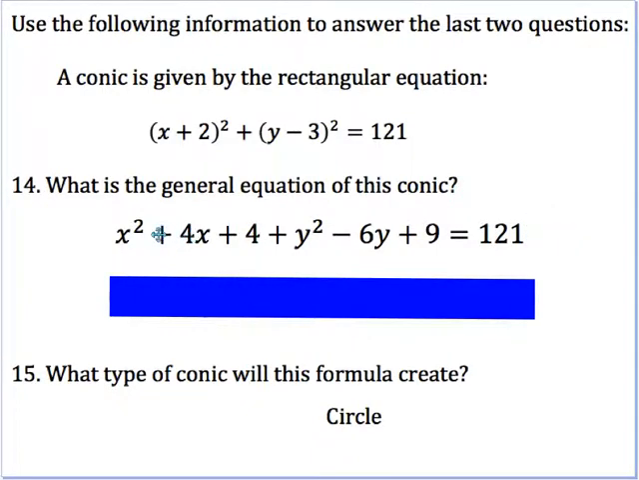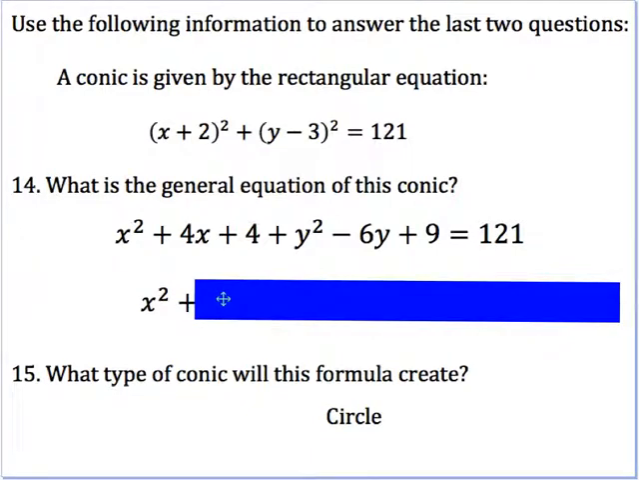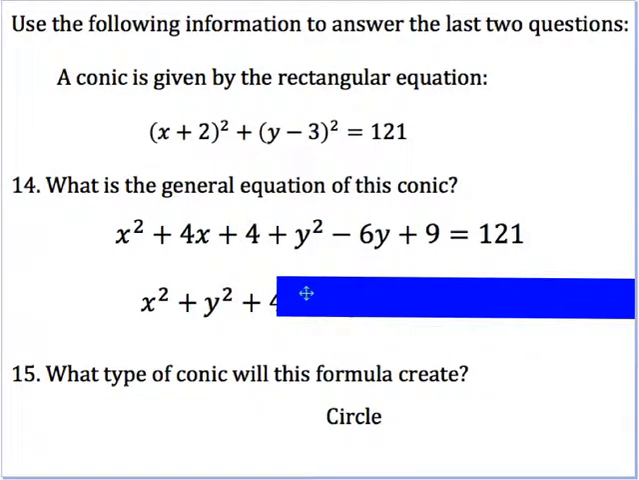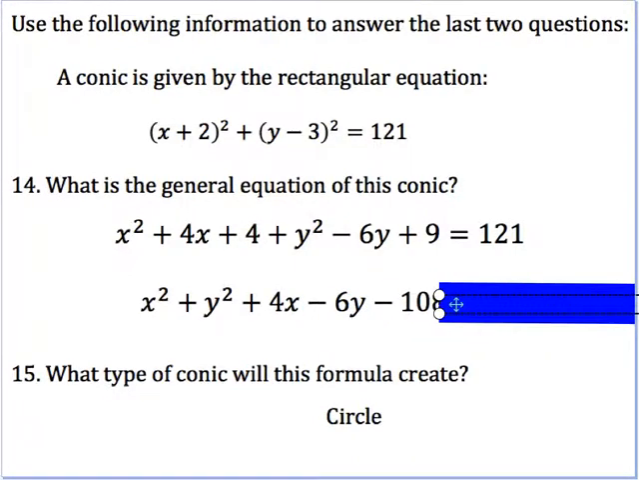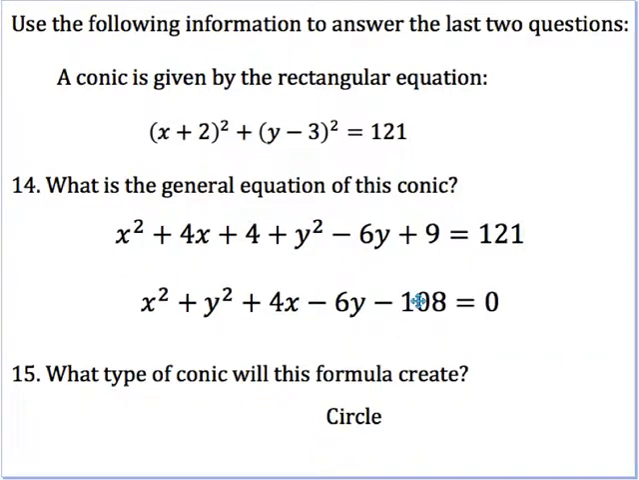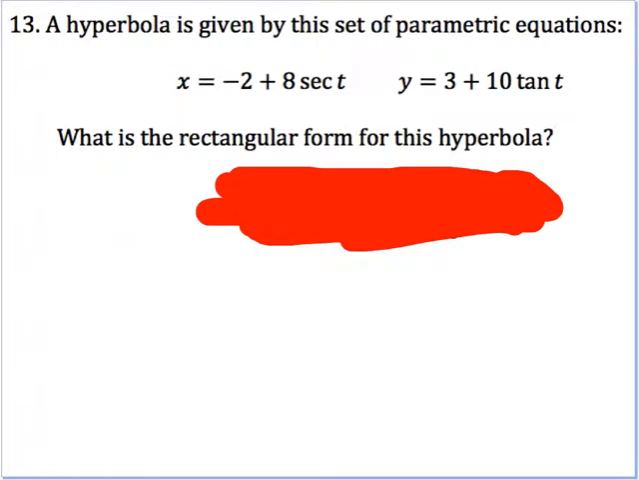Now, you can't just leave it like this because in the general form of the equation, there's a correct order for everything. The first term needs to be your x squared, then your y squared, then your x term, then your y term, and then your constant term with a 0 on the other side of the equal sign. When we did that, we got a negative 108 here. What we did is this 4 plus 9 gave us 13, and then you had to subtract 121 from both sides, and that's how we got the negative 108. Okay, so that's the last 2 questions.